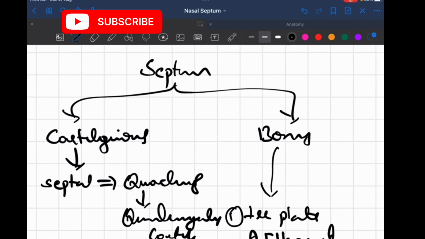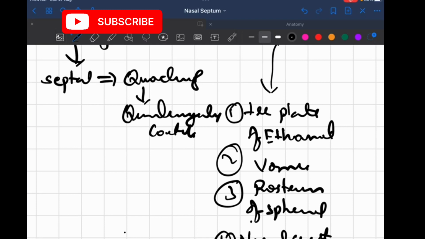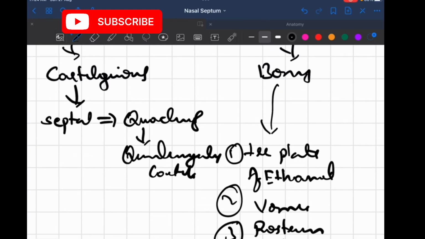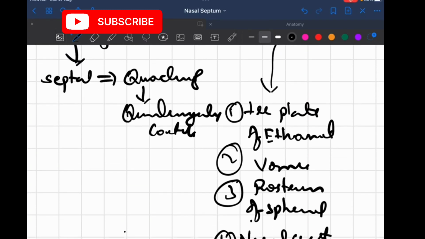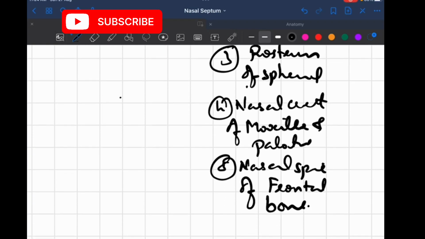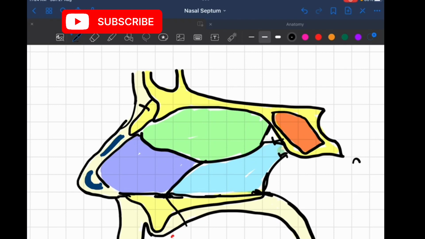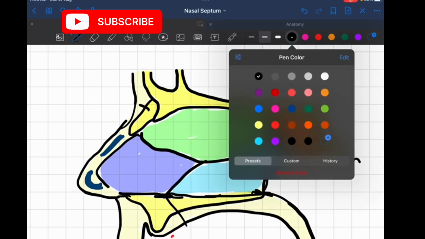As we can see, septum proper has two parts, cartilaginous and bony. The cartilaginous part is made up of septal cartilage. The bony part is mainly made up of the perpendicular plate of ethmoid, vomer, rostrum of sphenoid, nasal crest of maxilla and palatine, and nasal spine of frontal bone. I have drawn a schematic diagram to show the framework of the septal cartilage or septum of the nose.